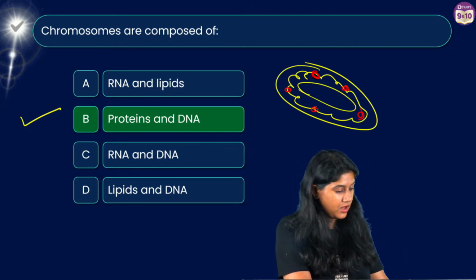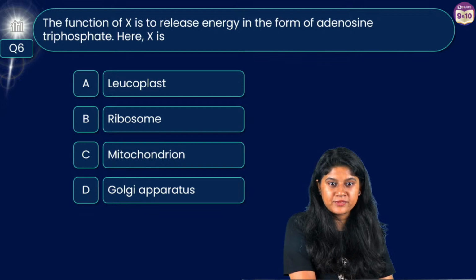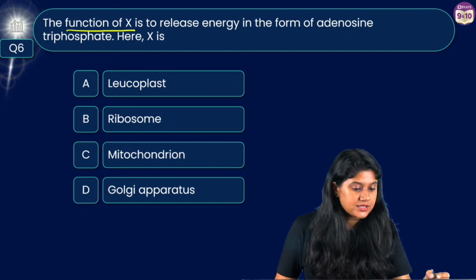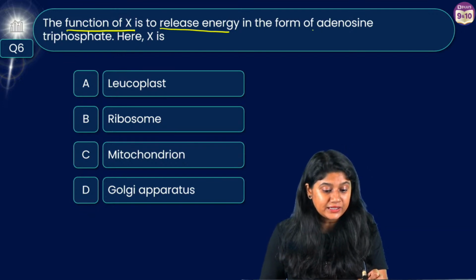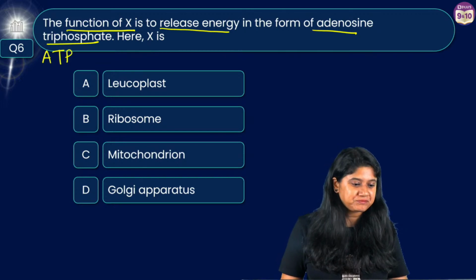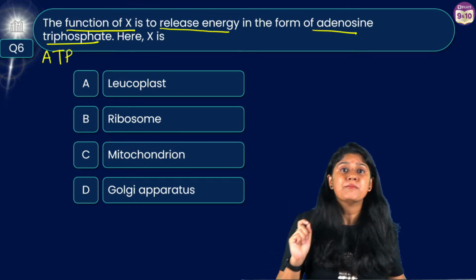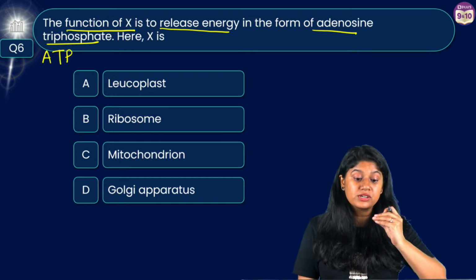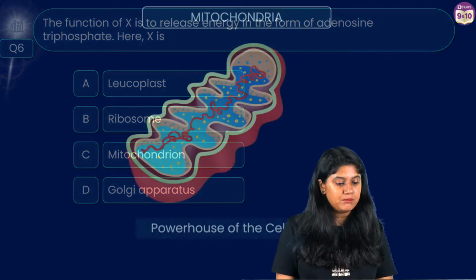Chaliye. Very good. Okay, next question everyone on your screen. We have question number 6. The function of X is to release energy in the form of adenosine triphosphate, that is nothing but ATP. Here X is what? Very good everyone. Is it leucoplast, ribosomes, mitochondrion or the Golgi apparatus?